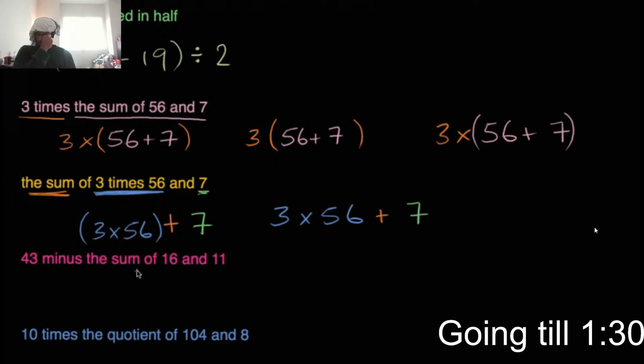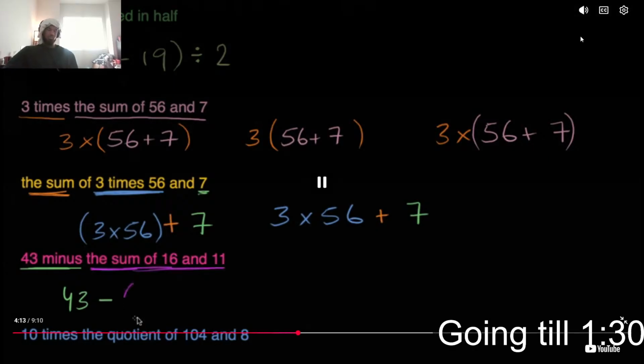Now we have 43 minus the sum of 16 and 11. So 43 minus the sum of 16 and 11. So from 43, we're going to take the sum of 16 and 11.